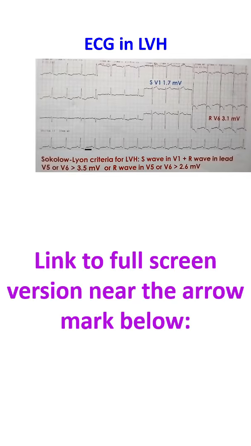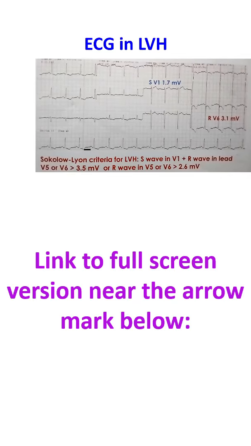This ECG shows features of left ventricular hypertrophy with strain pattern that is classically seen in severe hypertension, left ventricular outflow tract obstructions like severe aortic stenosis and hypertrophic obstructive cardiomyopathy. You can see the tall R waves in V5, V6.